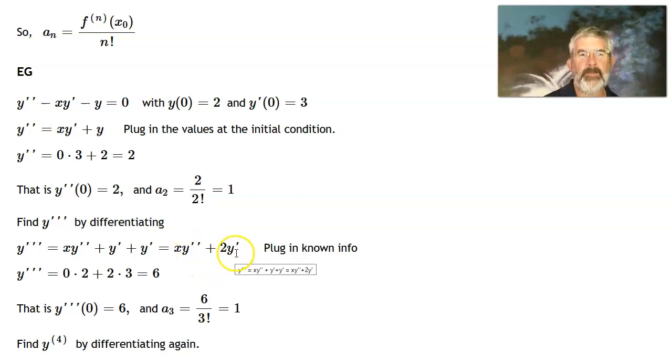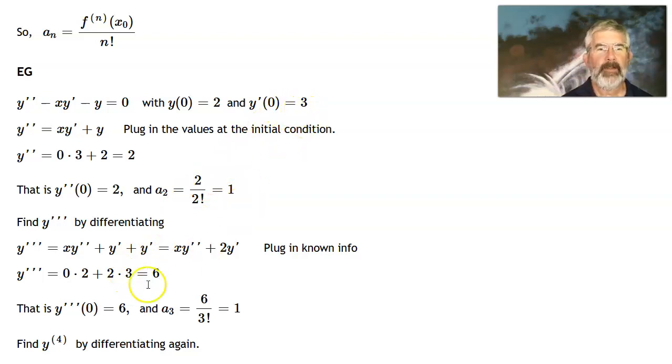I know y prime, that was given. I know y double prime because I just calculated it. So I can plug all that in. x is 0, y double prime was calculated up here as 2, plus 2 times the first derivative, but the first derivative was that initial condition there, 3. And I get that y triple prime is 6. So a3 is 6 divided by 3 factorial, which happens to be 1.